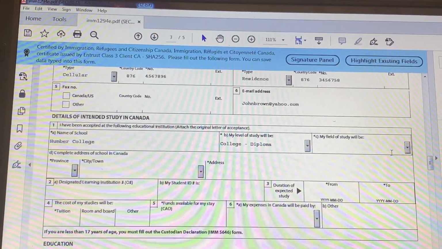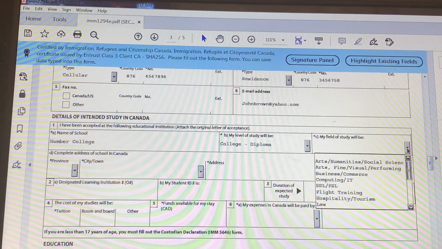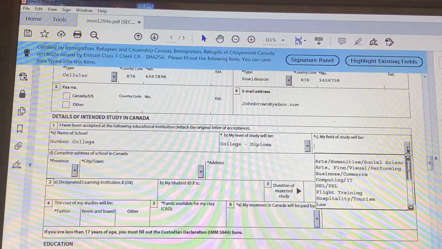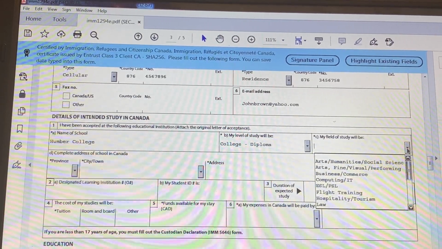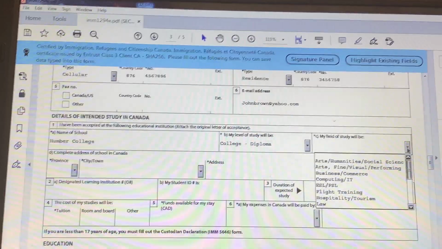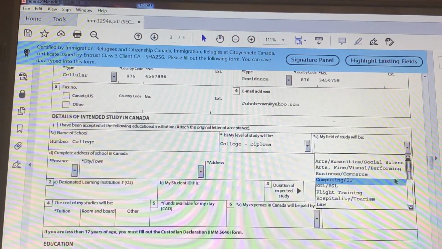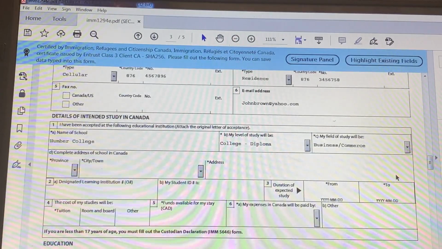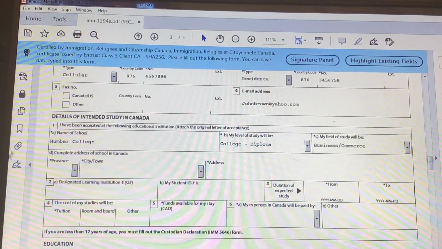And my field of study will be, let's select that again. What field of study are you doing? Again, it's just a broad category. Are you doing hospitality, arts, business, computer? It's just a broad category, guys, all right? So, of course, Mr. Brown likes it easy. He's going to be doing business and commerce. Nice and straightforward.